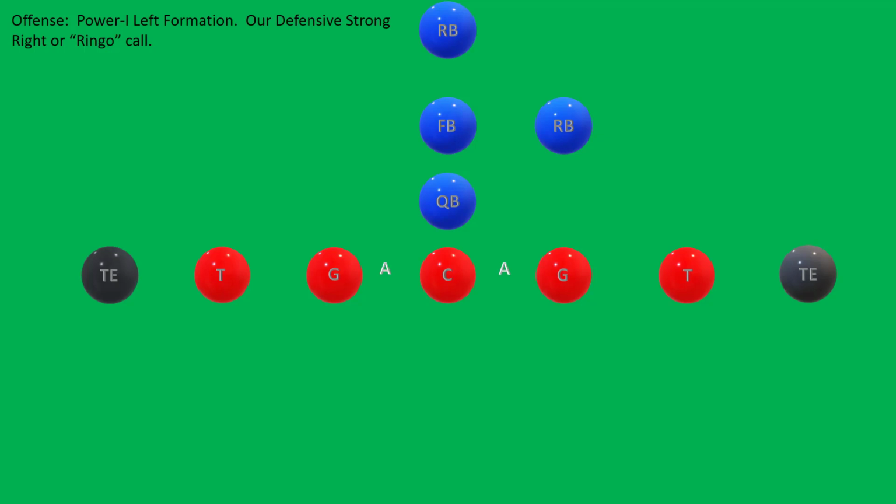On either side of the center, that's our A gaps. Between the guards and the tackles, we have our B gaps. Between the tackles and the tight ends, we have our C gaps. And outside of the tight ends, we have our D gaps. So this is very crucial for us to understand our gaps and our gap assignments. We are a gap-oriented defense. So know these gap assignments and know exactly where your gap assignment is on each and every call.